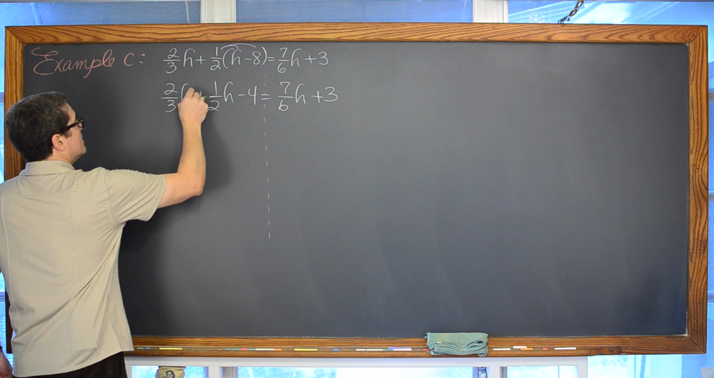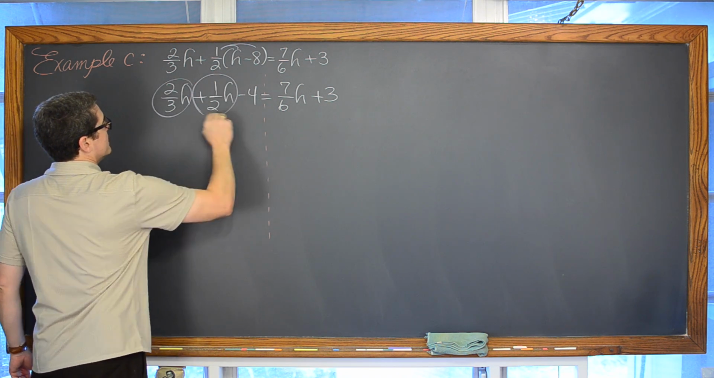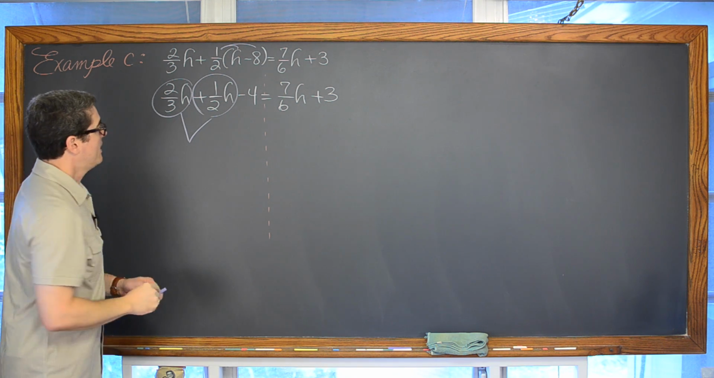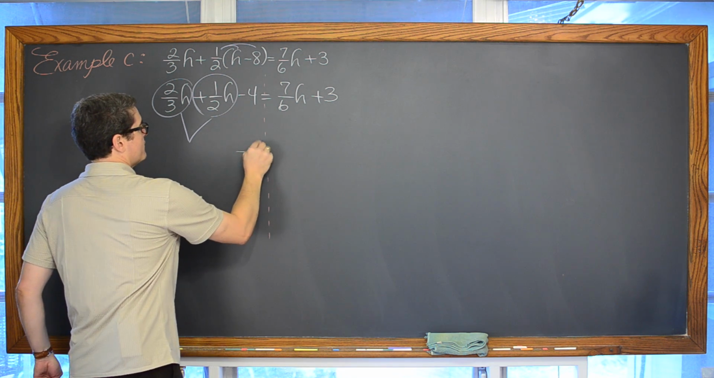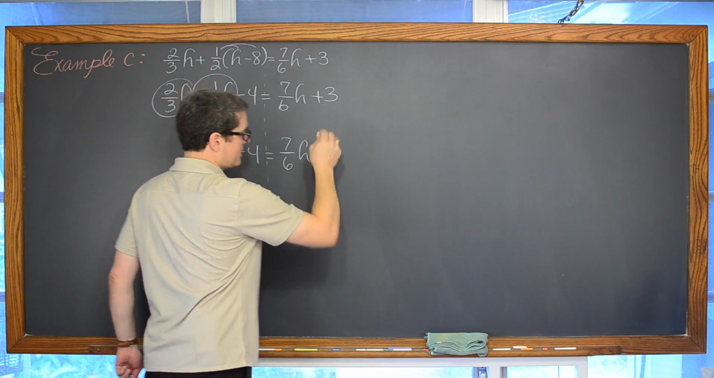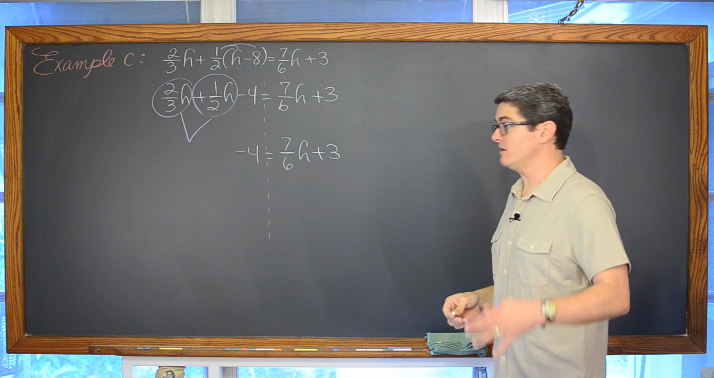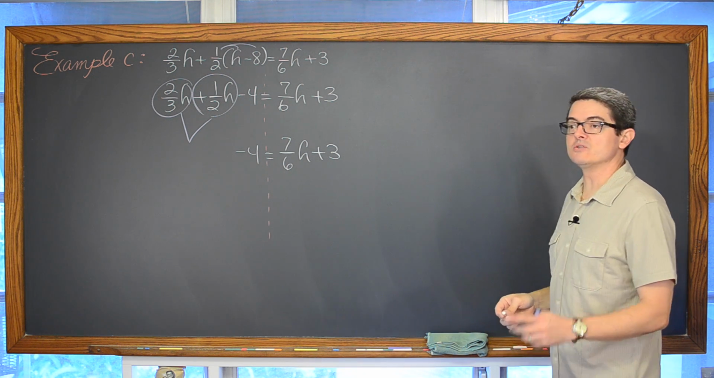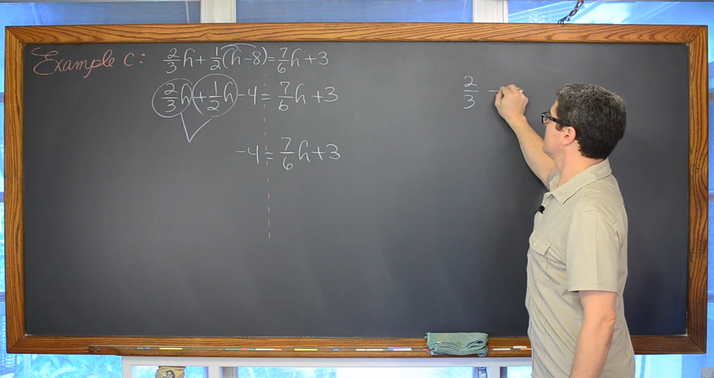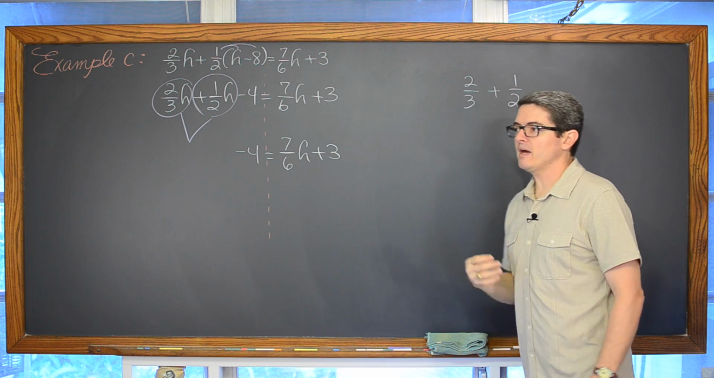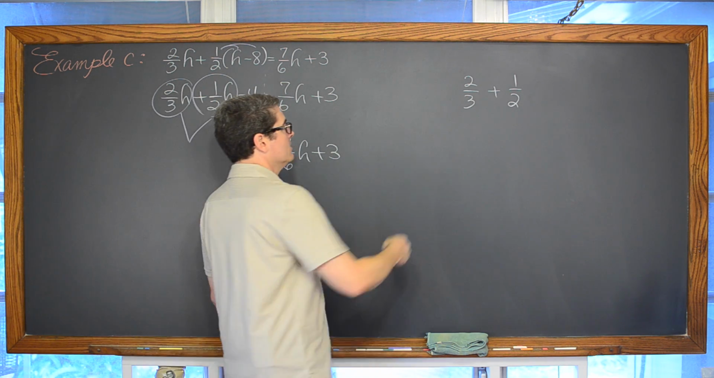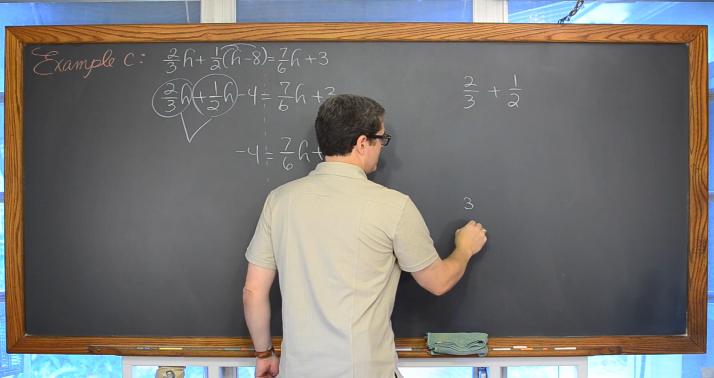We have 2/3 h and a positive 1/2 h. So these two like terms are going to come together, and the rest of our equation is going to be negative 4 is equal to 7/6h plus 3. And hopefully you're good at adding fractions, but just in case, we have 2/3 plus 1/2. Now you cannot combine fractions unless you have a common denominator, and our denominators are 3 and 2.